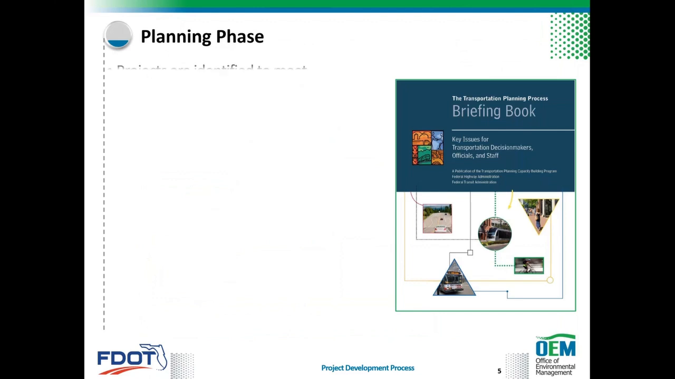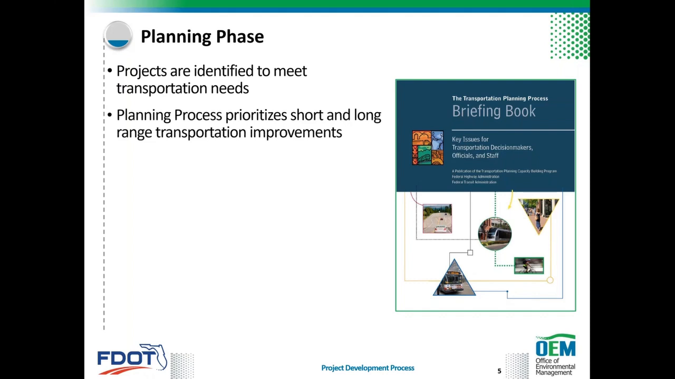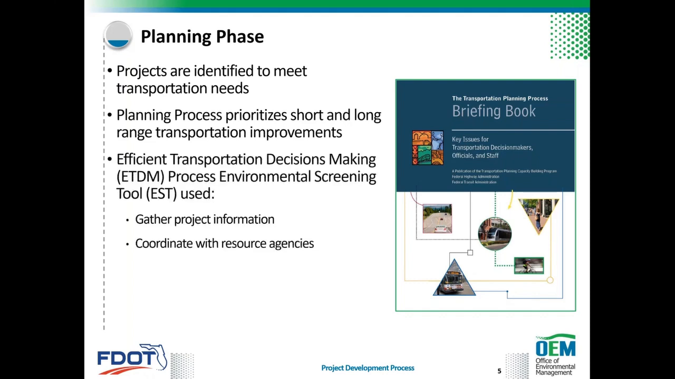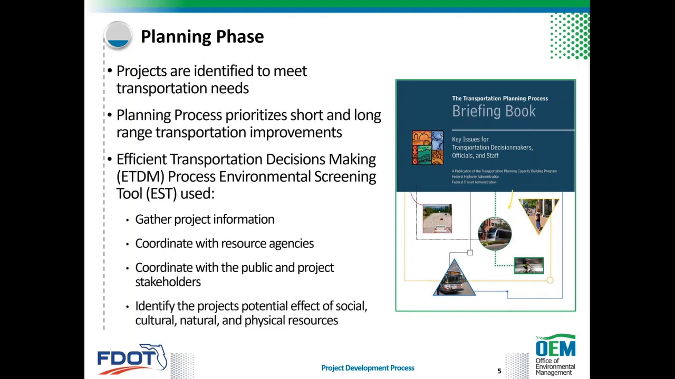So in the planning phase, a project begins with the identification of transportation needs or deficiencies through a planning process, and then it prioritizes short and long-range transportation improvements. For qualifying projects, ETDM, or the EST, is used to gather project information and coordinate with resource and regulatory agencies, also with the public and other project stakeholders. And this information is used to develop the scope of services for a feasibility study or for a PD&E study.